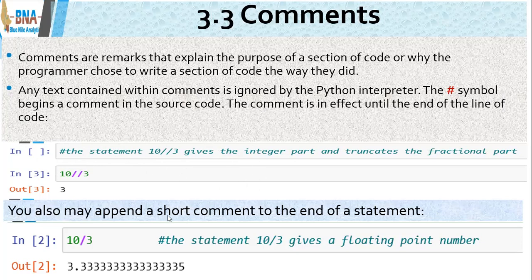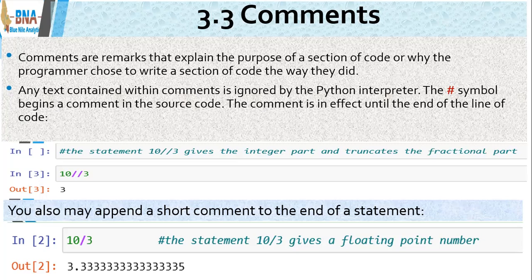You may also append a short comment at the end of the statement. The 10 divided by 3 gives a floating point number. You see, when you run this, it will still give you an answer. It will not run the comment. Have you understood up to there before we go and practice comments?